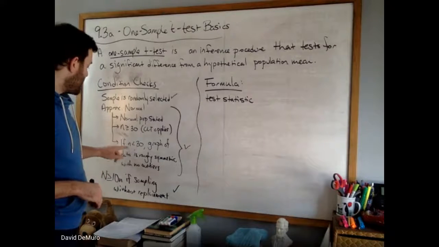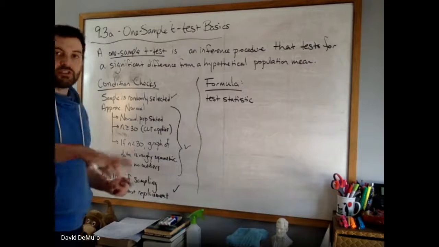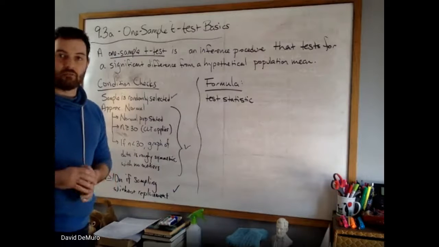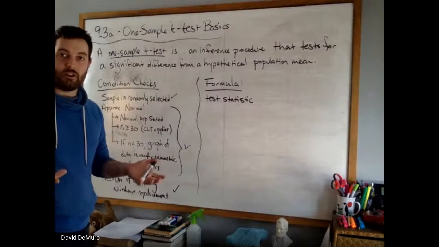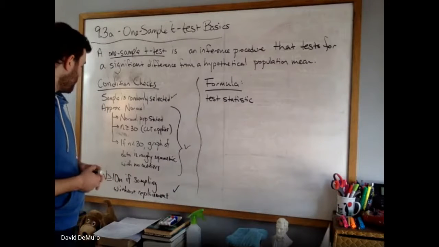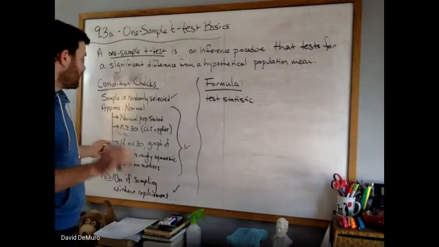So if we have a small sample, less than 30, and we have a really skewed distribution or outliers, then our condition checks aren't passed, and it's not reasonable to go through with the test. But as long as one of these is met, then your normal shape condition or your large counts condition is met.